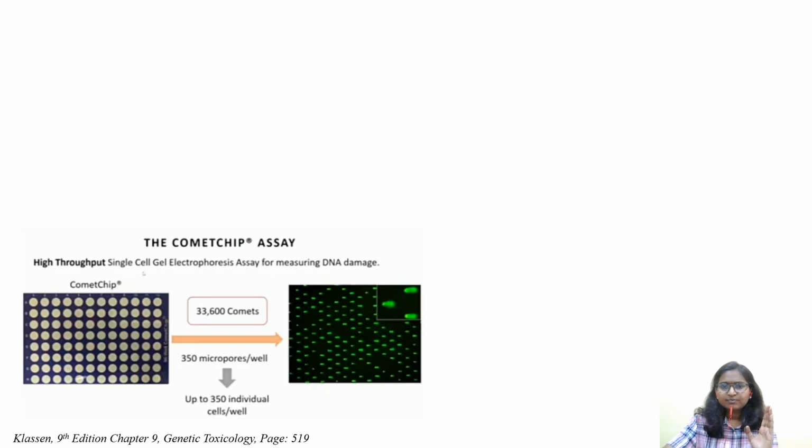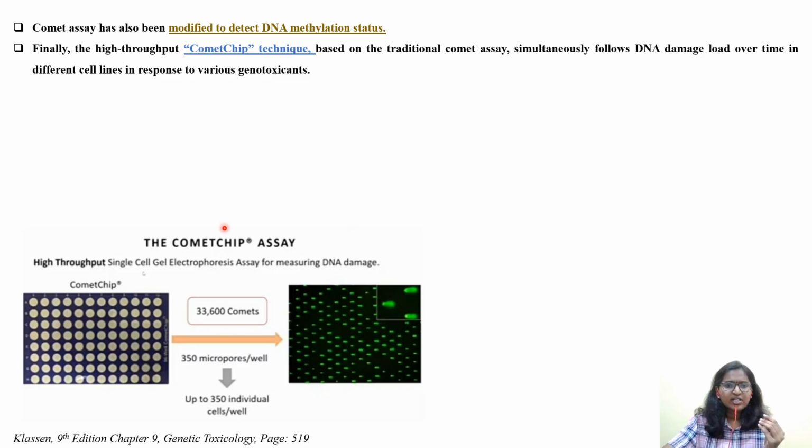Okay, so as I said, there will be some modifications to the Comet assay. We'll discuss in this particular slide the Comet chip assay. The Comet assay has also been modified to detect DNA methylation status. Apart from single strand and double strand damage, it can be used to detect DNA methylation status. Finally, the high throughput Comet chip technique is an assay based on the traditional Comet assay that simultaneously follows DNA damage load over time in different cell lines in response to various genotoxicants.